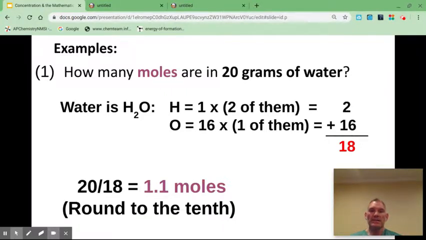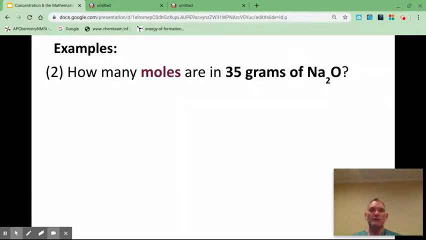Again, you may want to pause this, watch this slide one more time in order to get a better understanding of the process. But I do have another problem for us to work on. So let's take a look at number 2. How many moles are in 35 grams of Na2O, sodium oxide? Again, I'm looking for moles. It's telling me that I have grams, so I know this is a mole calculation.